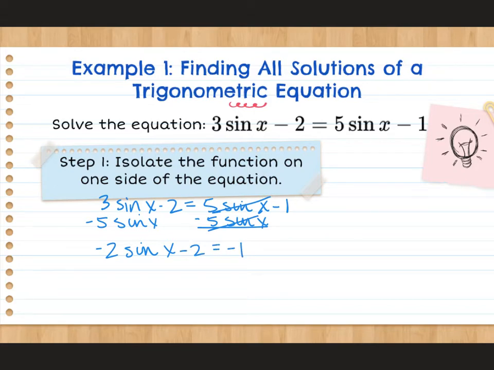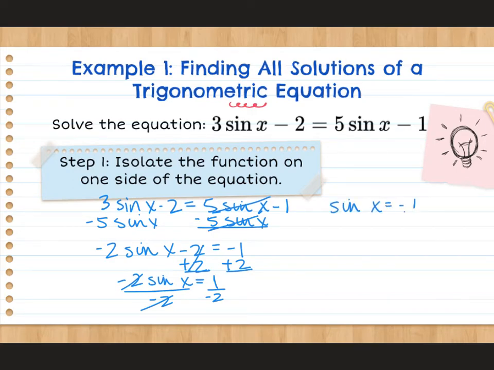Now we can add 2 to both sides. So we have negative 2 sine x equals 1. Divide both sides by negative 2. And then we're left with sine x equals negative 1/2. So here we have isolated the function on one side of the equation.